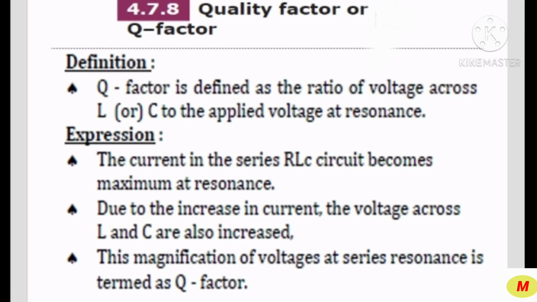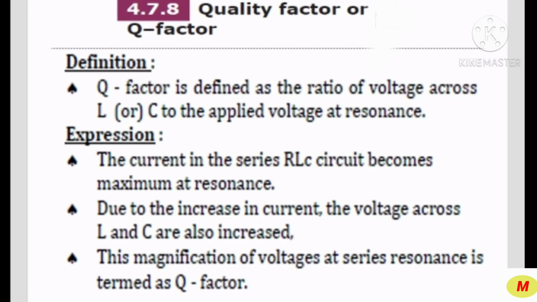Definition. Q factor is defined as the ratio of voltage across inductor L or the capacitor C to the applied voltage at resonance. Once again I repeat, Q factor is defined as the ratio of the voltage across L or C to the applied voltage at resonance.